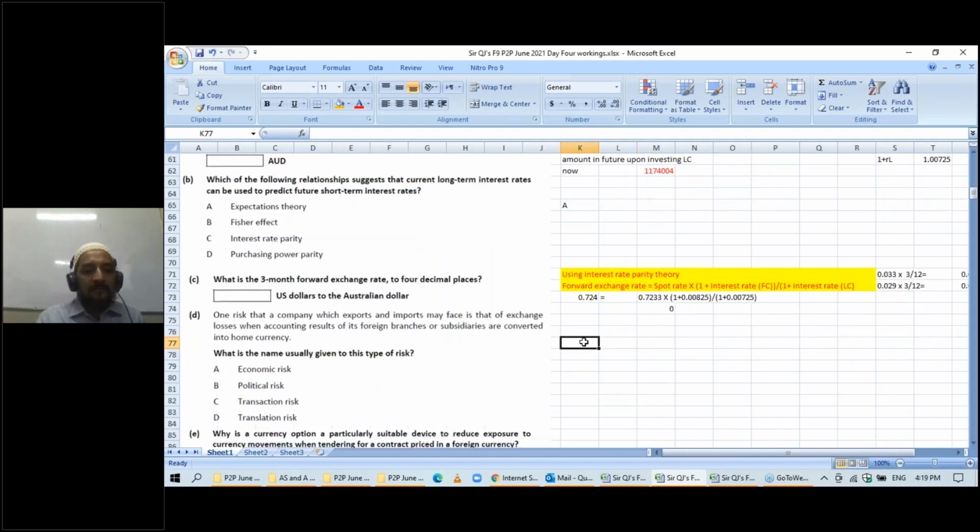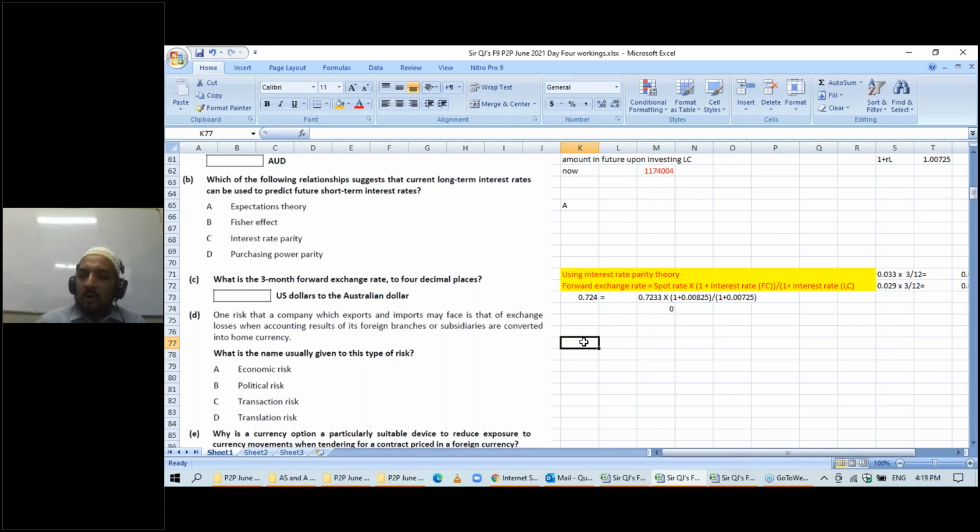Okay, next. Let's move on to part D. One risk that a company which exports and imports may face is that of exchange losses when accounting results of its foreign branches or subsidiaries are converted into home country. Yesterday I explained this to you. This is known as a translation risk.